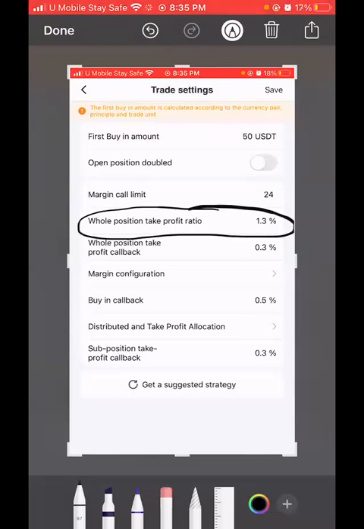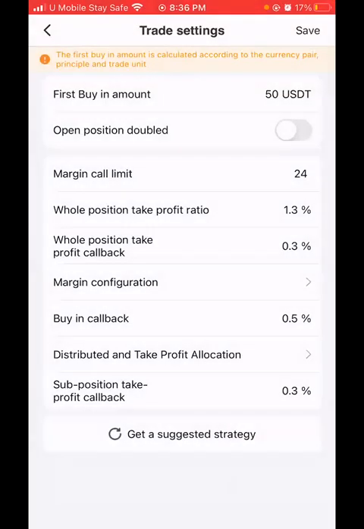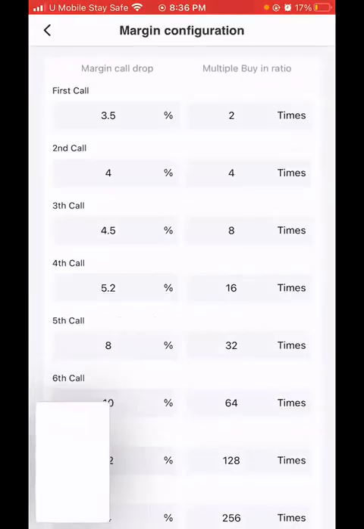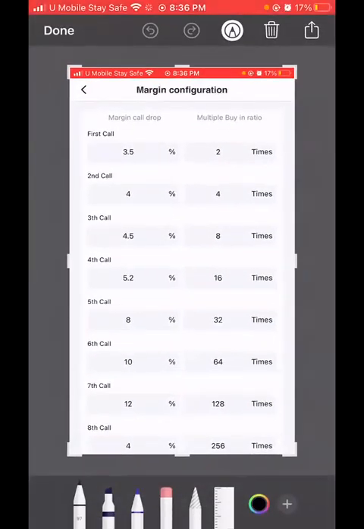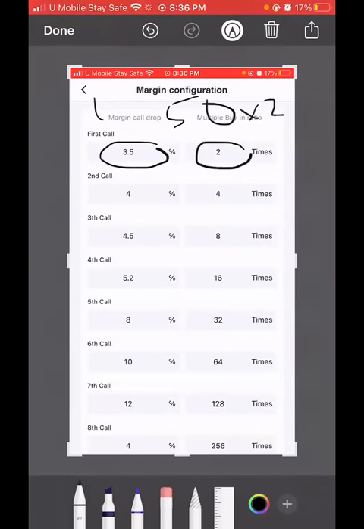This means that anytime this bot makes a margin call, you tell the bot, if you move 1.3% up, take profit. What do I mean? If you set, for instance, this bot with a first buy amount of $50, once the market drops 3.5, invest 2. 2 means 2 times 50, my first buy amount, that's 100. Invest $100.